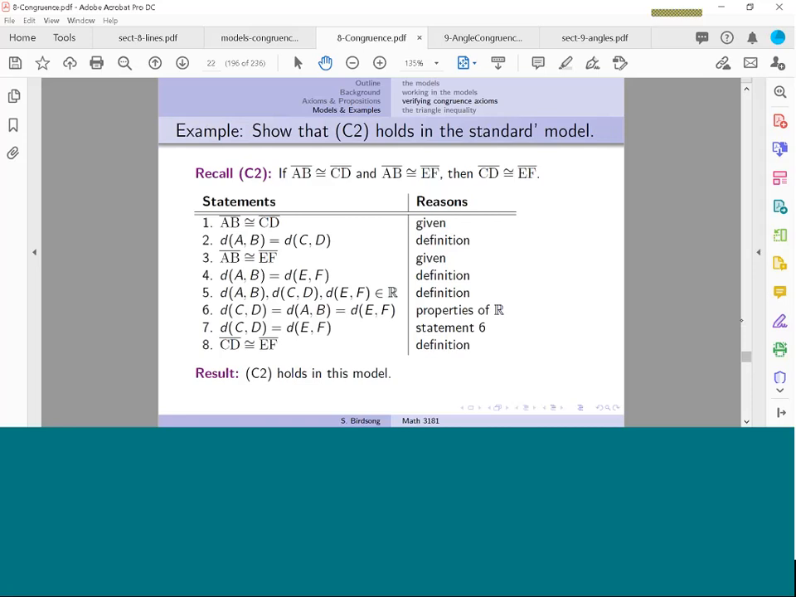Now, here is the big question. Was there anything in this work that would be specific to the standard model and would not work in one of our other models on R2? Anybody have a guess if that's possible or the case? In other words, are these steps, is this reasoning, specific only to the standard model? What do you guys think?